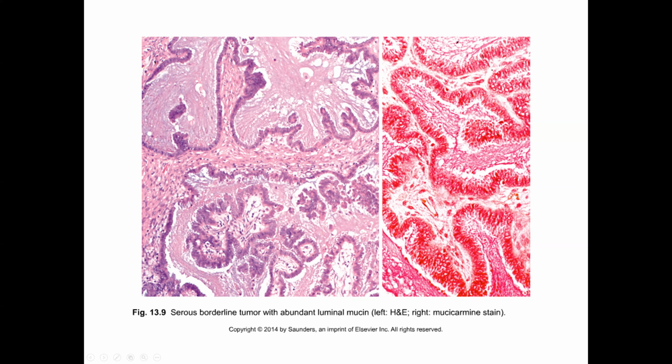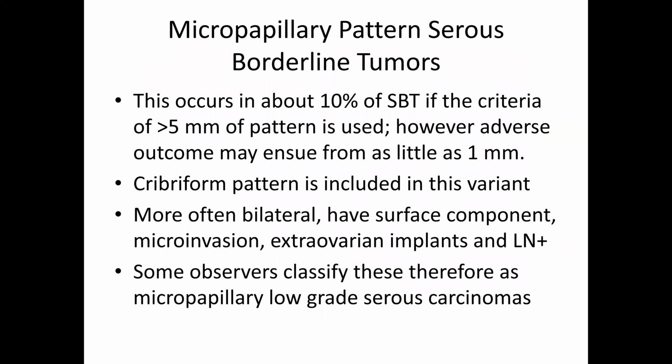Now there's one special pattern that merits particular attention, and that's the micropapillary pattern. These are about 10% of the serous borderline tumors based on the criteria of greater than 5 millimeters of pattern. The challenge here, of course, is that some observers have found that with even as little as 1 millimeter of this micropapillary morphology, the behavior can be impacted. And the cribriform pattern is also included in this micropapillary variant.